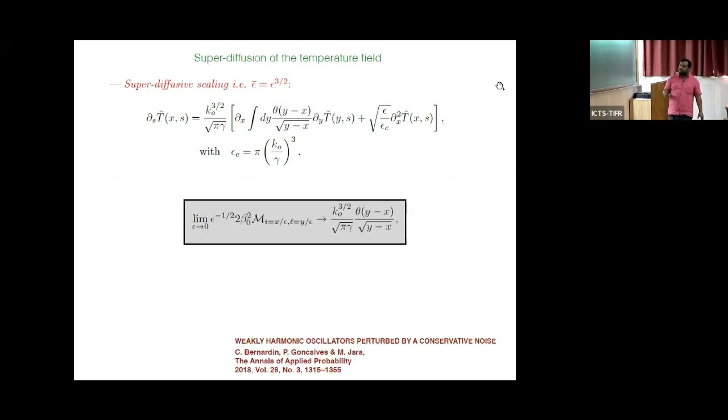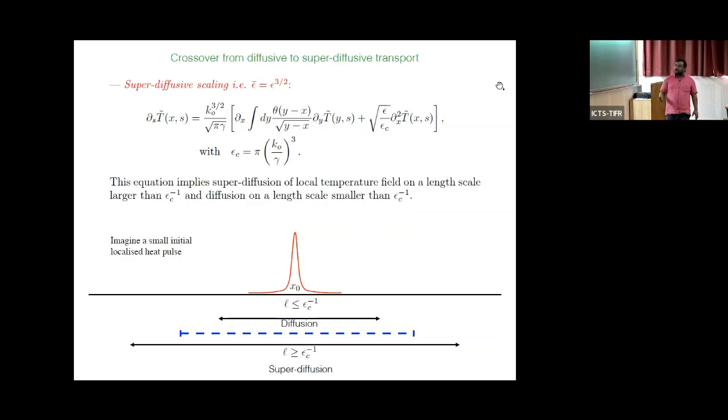I'll explain this, but before that I would like to mention that this equation was derived by Cédric in another paper, from a different microscopic analysis, in a much more rigorous way. So let me explain this. Suppose you have an initially localized heat pulse and you observe the evolution. Initially this term will dominate, so the initial evolution will be diffusive as long as the spread is much smaller than this length scale. But when the spread is larger than this length scale, this term starts dominating, and then the spreading is given by the super-diffusive scaling.